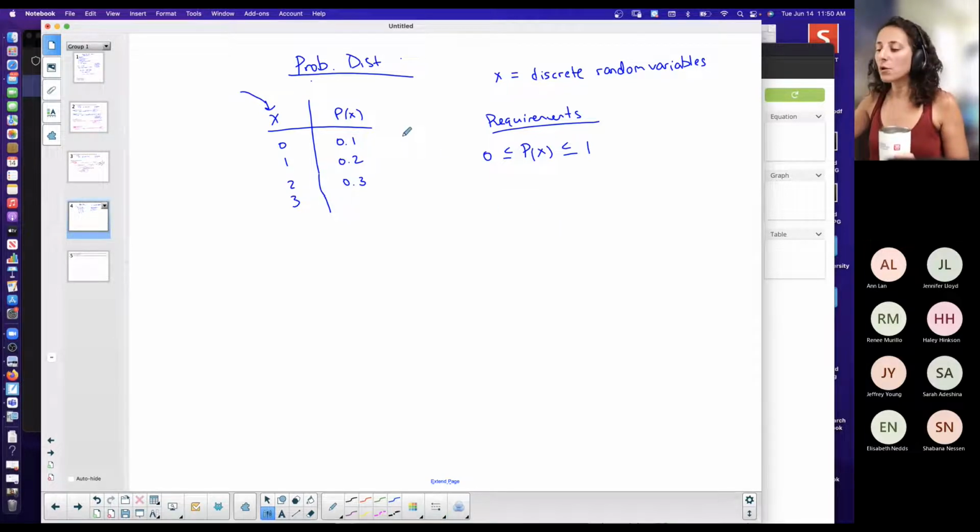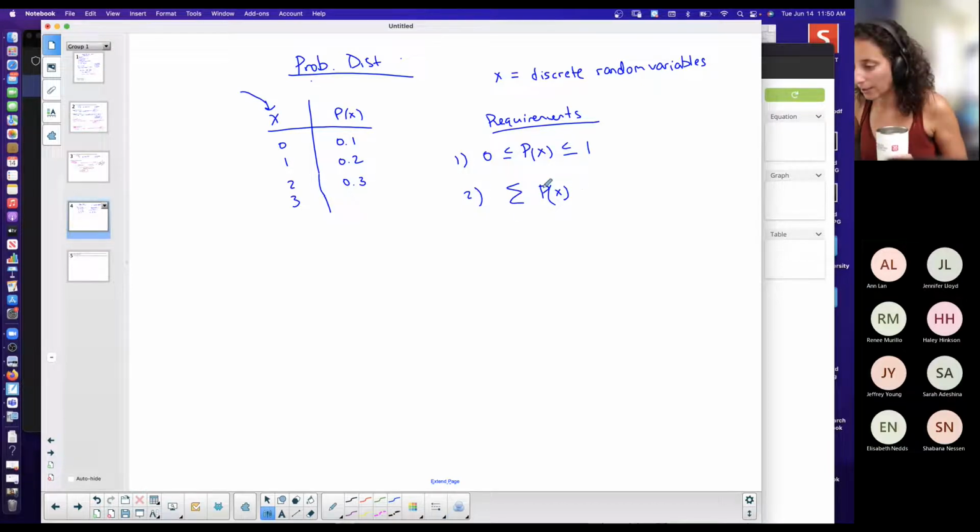The other requirement for a probability distribution table that's very important is, you're going to see this notation, the sum of all the probabilities. Remember this sign? I've used it before. This is summation. It means sum. The sum of all the probabilities is equal to 1.